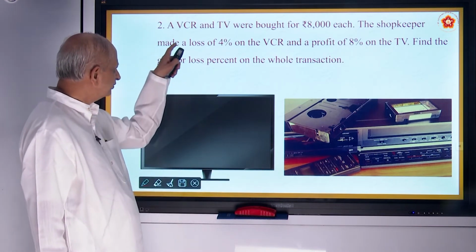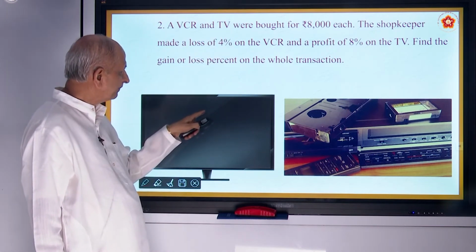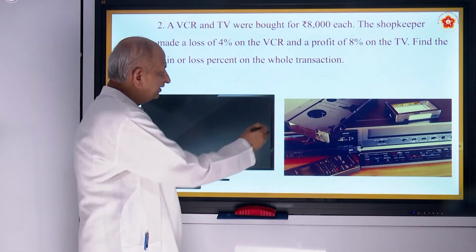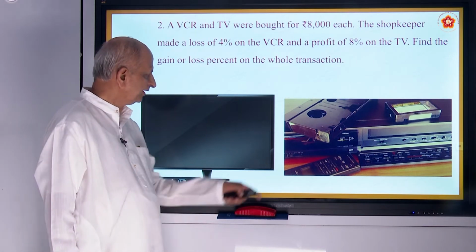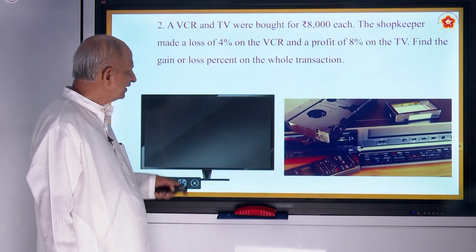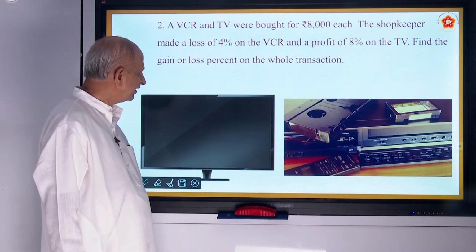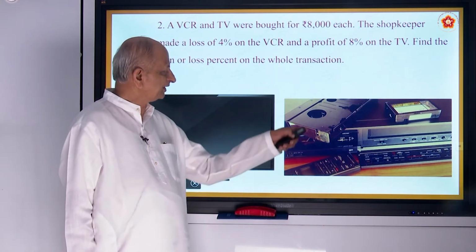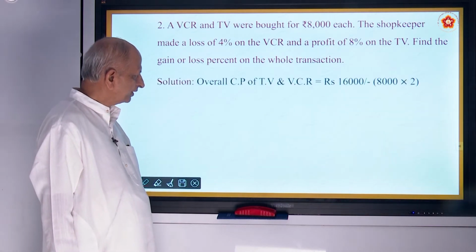So here there are two items. One is VCR. This is VCR. This is TV. Were bought at rupees 8,000 each. So this is 8,000. That is 8,000. The shopkeeper made a loss of 4% on VCR. He got a 4% loss and an 8% profit on TV. And totally they are asking to find the gain or loss percent of the whole transaction. Here there is loss, here there is profit. Okay, we will work it out.